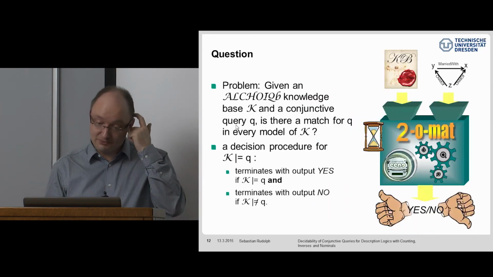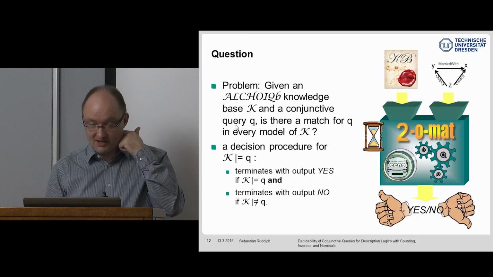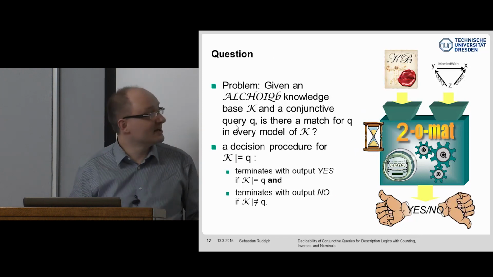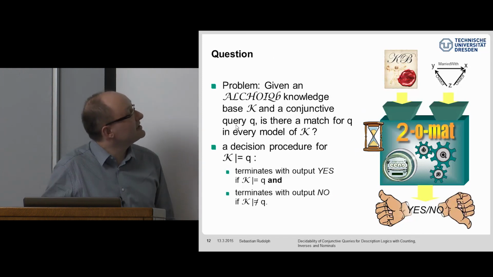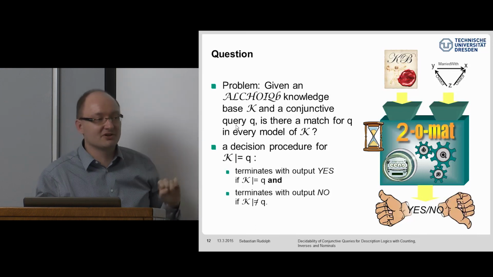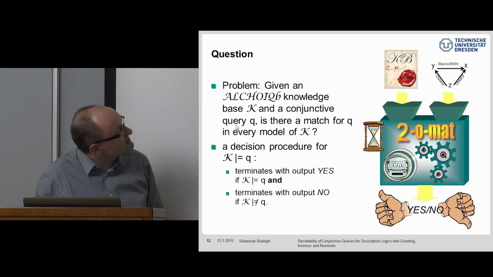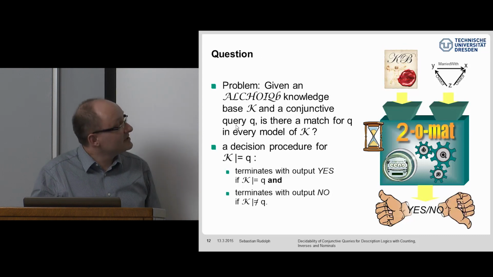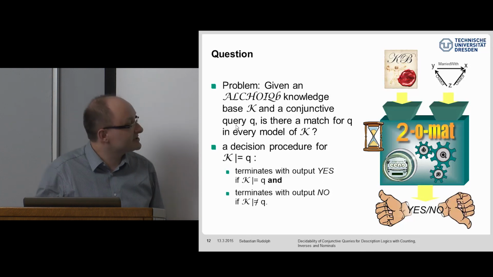Okay, so what can we do? Or how can we precisely now phrase our question? Well, our question is: given a knowledge base of that very strange description logic, but essentially it just has all the features that I was introducing before. So that's just a description logic. And a conjunctive query. How can we find out if there is a match for Q into every model of the knowledge base?